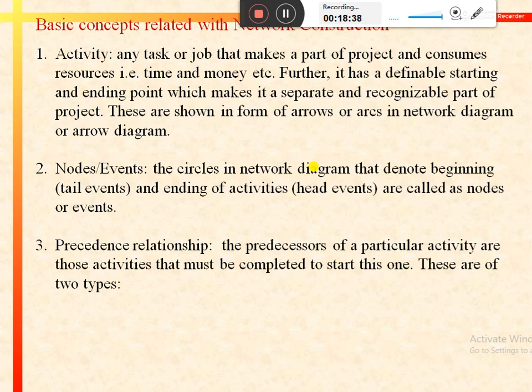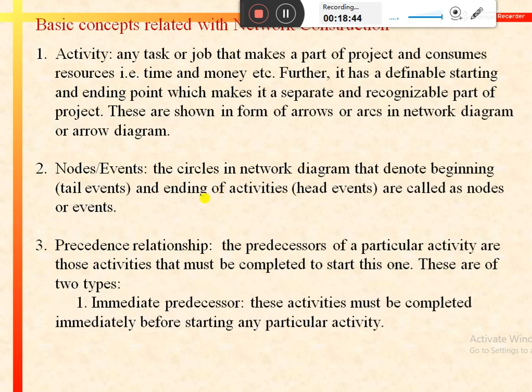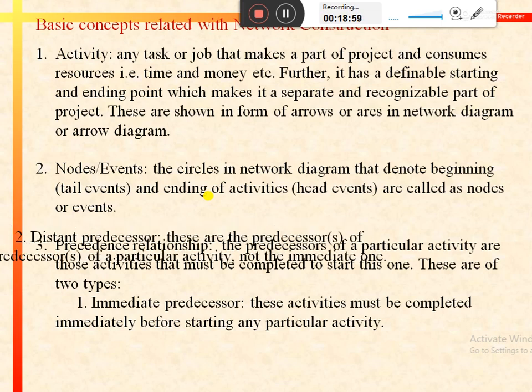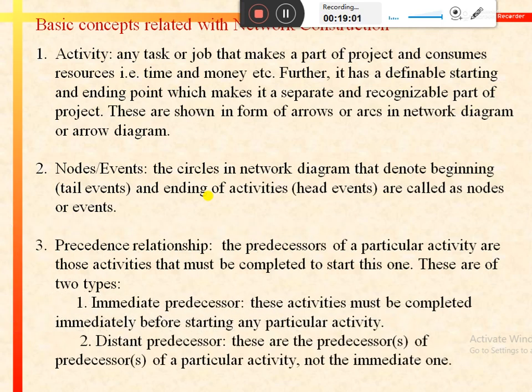So the precedence can be of two types. The first one is immediate predecessor. As the name suggests, these activities must be completed immediately before starting any particular activity. That's why these are known as immediate predecessors. And second, the distant predecessor. Basically, these are the predecessors of a particular activity, and these are not the immediate predecessors.